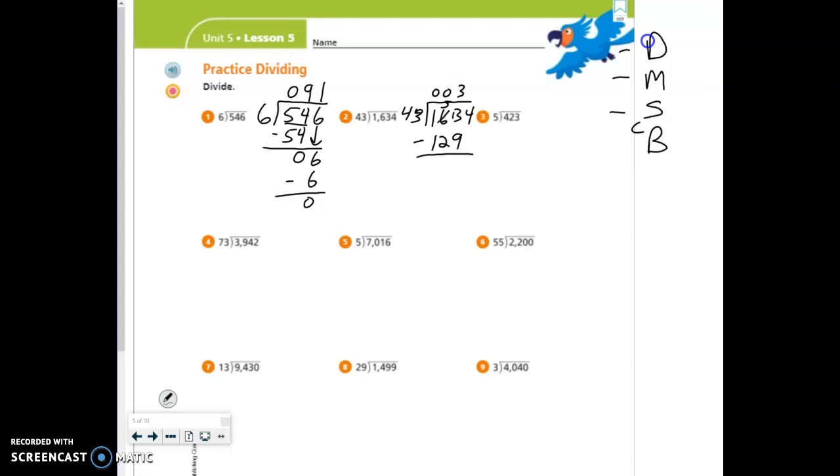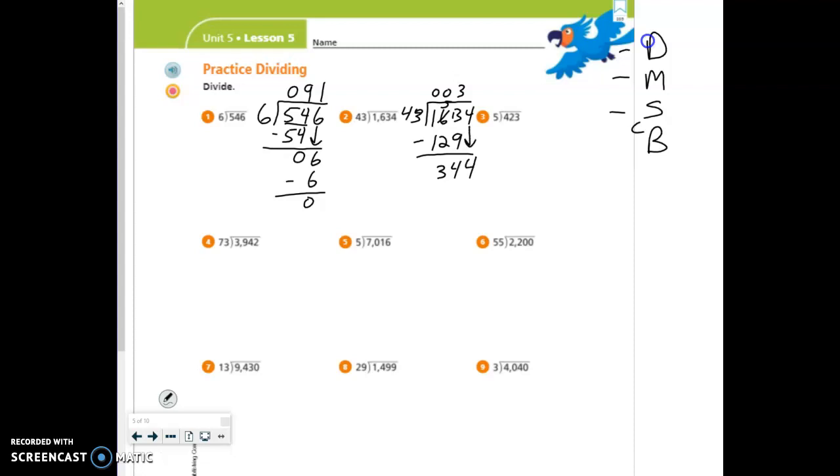Make this a 13. 13 minus 9 is 4. 5 minus 2 is 3. Perfect. It worked out nice and easily. I didn't make a mistake. My remainder is smaller than the number I divided by, so I can bring down the next number.